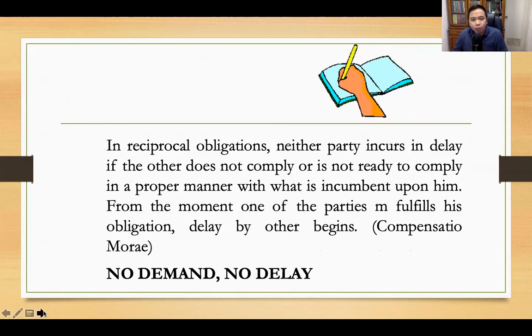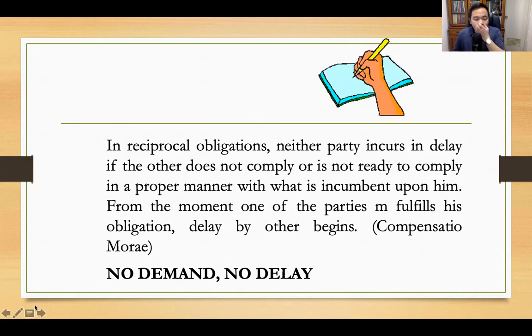In reciprocal obligations, neither party incurs in delay if the other does not comply or is not ready to comply in a proper manner with what is incumbent upon him. From the moment one of the parties fulfills his obligation, delay by the other begins. Okay? So class, in a reciprocal obligation, you will not be in delay if the other party is not ready to comply with his part of the contract.